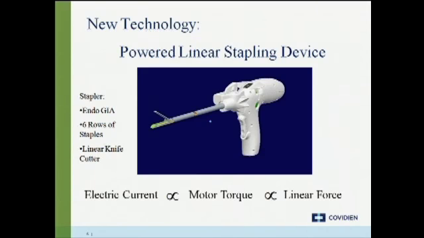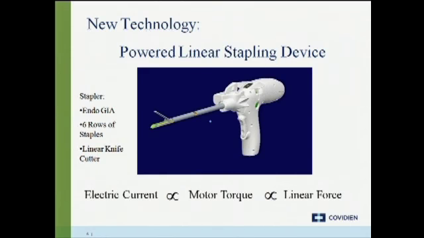This is a picture of the powered linear stapling device. It was developed as a prototype. The stapler is an endo-GIA. It places 6 rows of staples on the tissue while simultaneously transecting the tissue in the center. It staples and cuts in a linear fashion, that is from the proximal to the distal end of the device.